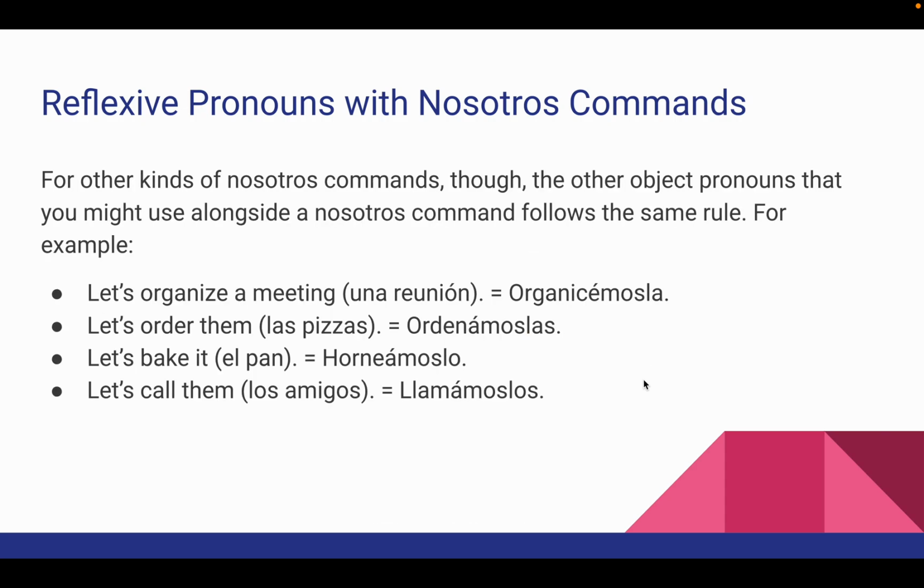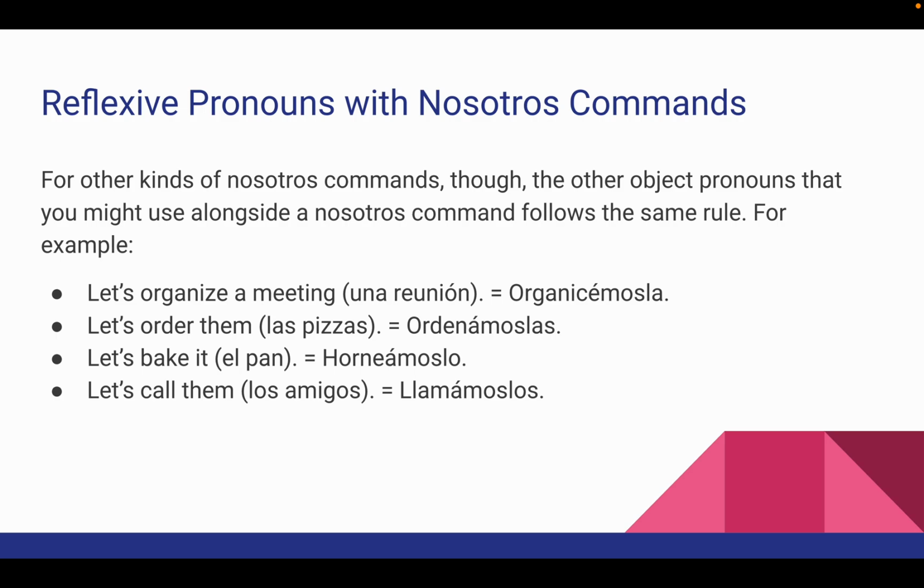For other kinds of nosotros commands, though, the other object pronouns that you might use alongside a nosotros command follow the same rule. So for example, let's organize a meeting, una reunión, organicémosla. Okay, so you don't drop, there's no S's to drop because there aren't two S's in there. It's not that hard to pronounce. So it follows the same rule. Organicémosla.